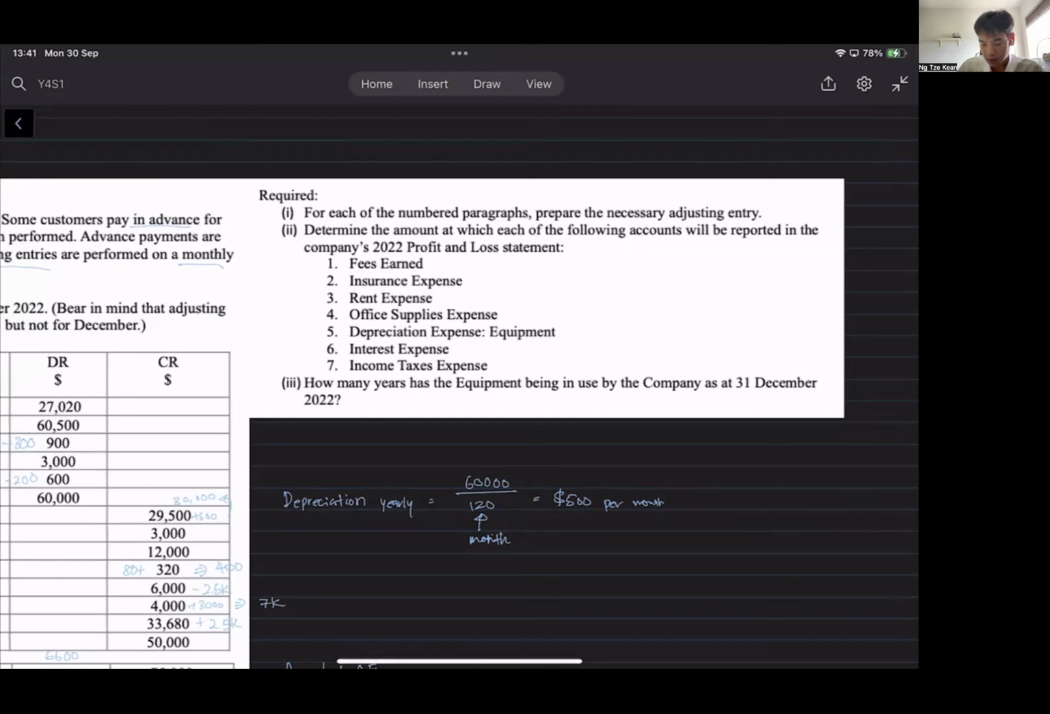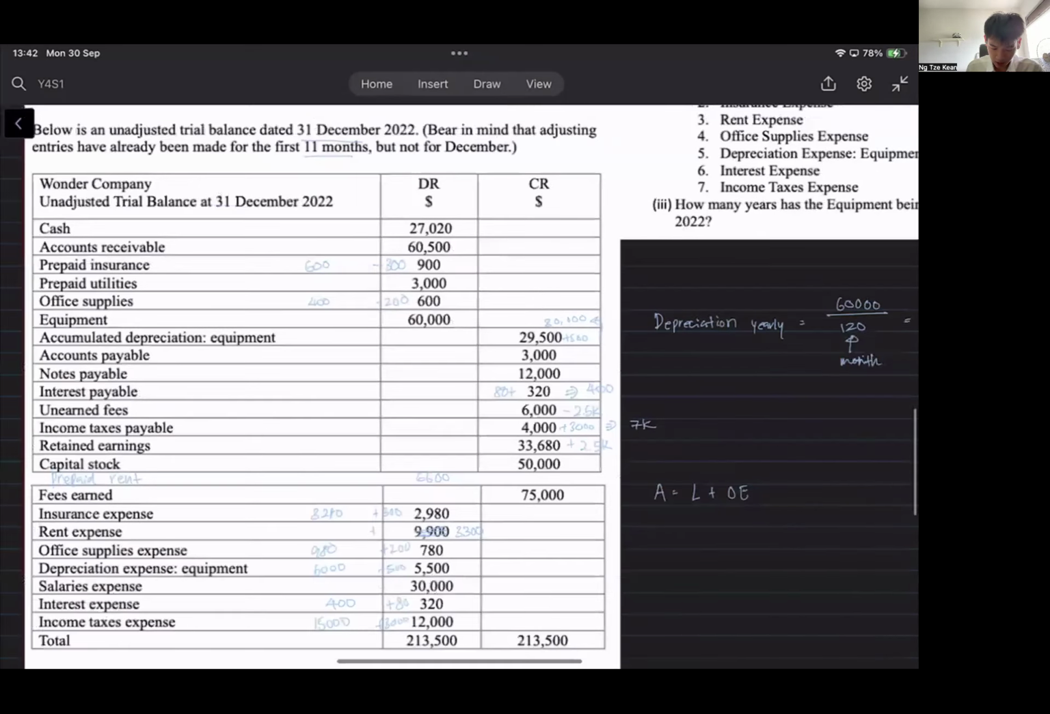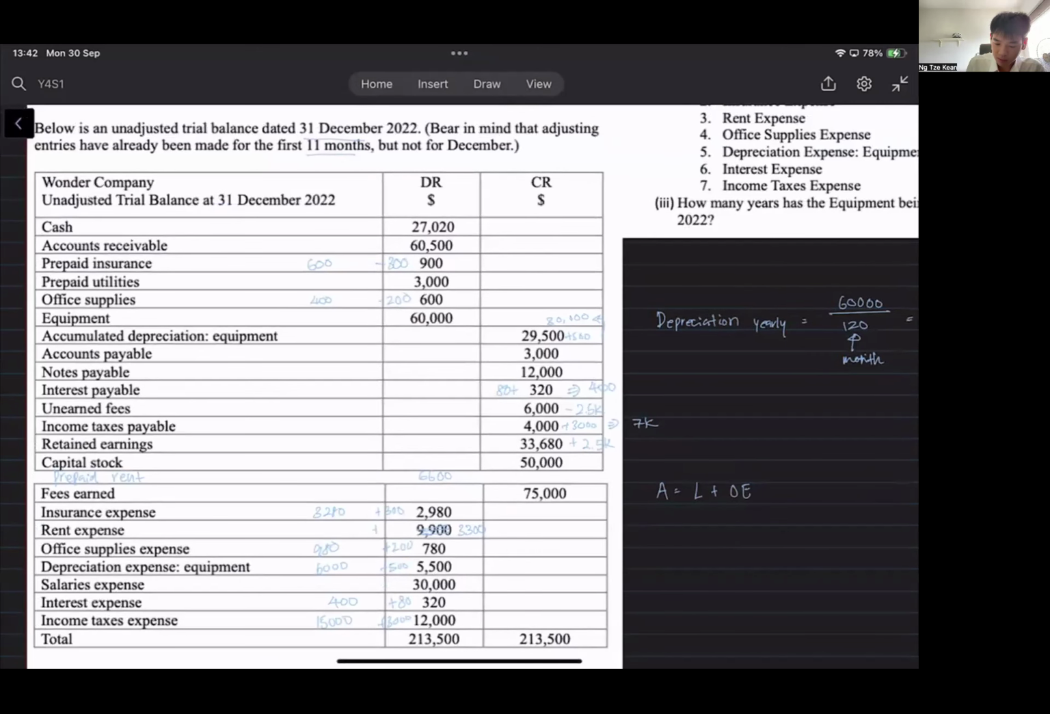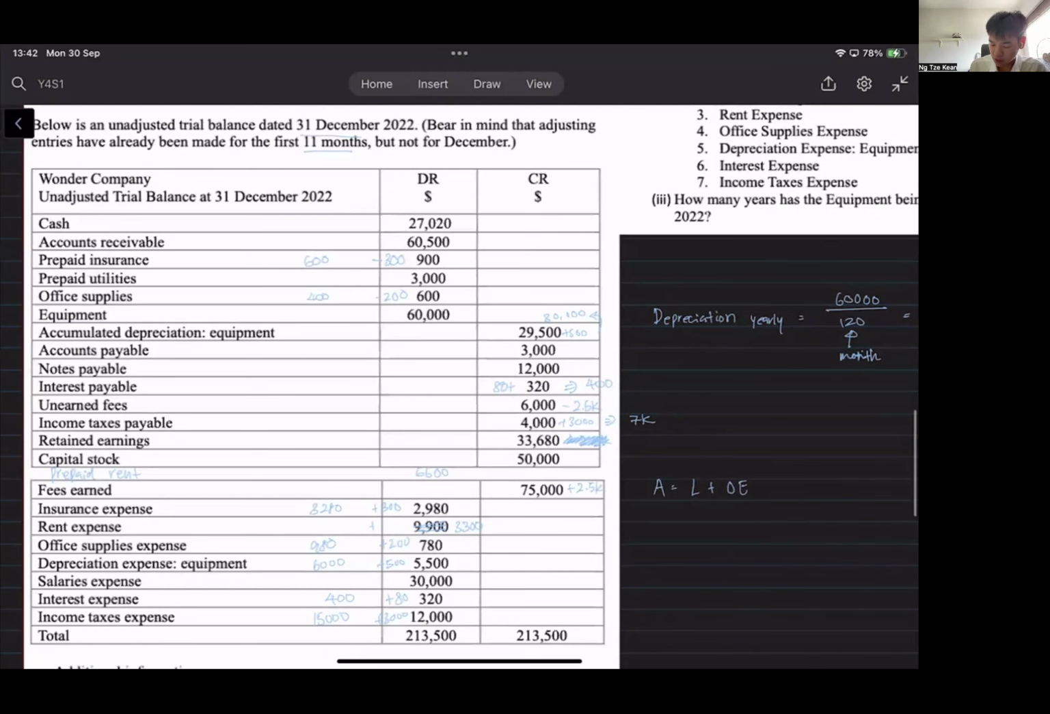So to determine the amount at which each of the following accounts will be reported, for the fees earned, sorry. So that was where I made a mistake here. Your retained earnings should not increase. The fees earned is this. So I was trying to look for revenue rather than fees, and I missed that out. So fees earned would increase by 2.5. So the final value would just be the sum of this.